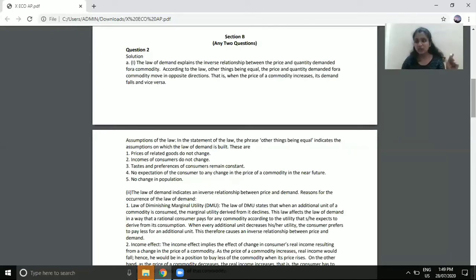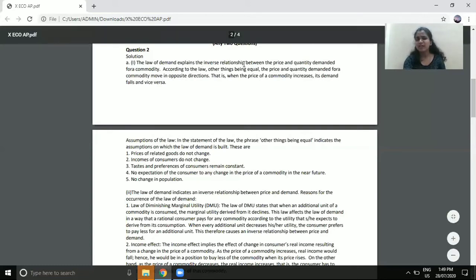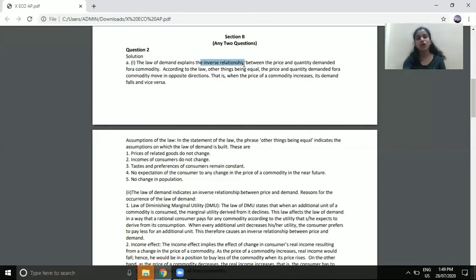It has to be exactly word to word. The word inverse relation is very important. It has to be mentioned, and the words other things being equal also have to be there in your statement, right? Remember, students, the statement has to be written exactly word to word. You cannot change it or amend it and write it in your own words.